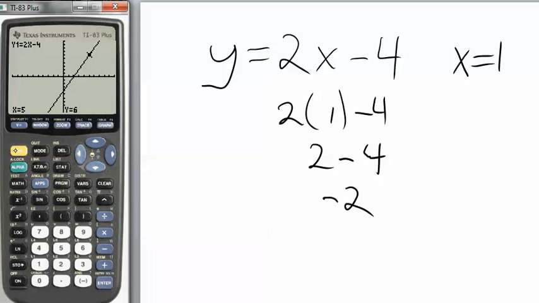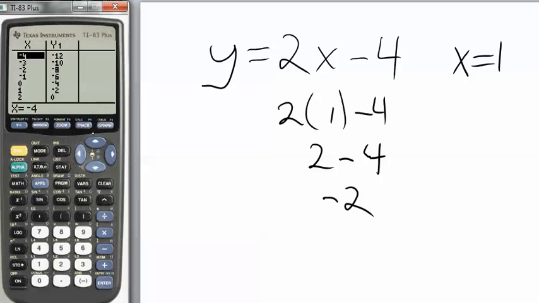Another way we can do it is to go into the table, which is up here above graph. So you go second, table, and we can just look on this table and say, oh, when x is 1, y is negative 2. When x is 5, y is 6, and so forth and so on. The only problem with the table is that the table is only going to give you whole numbers the way it's normally set up, positive and negative whole numbers.